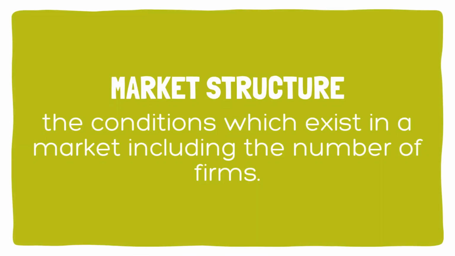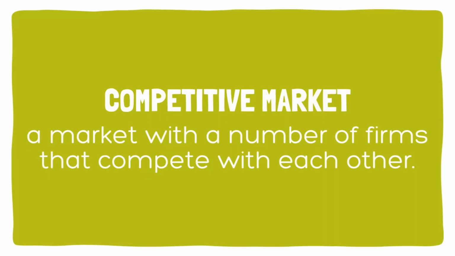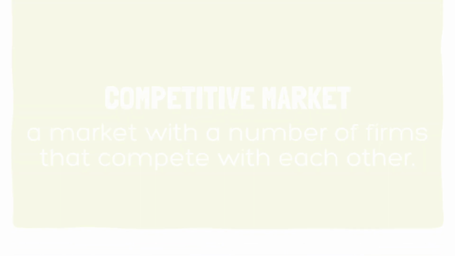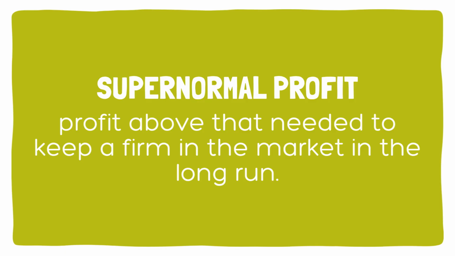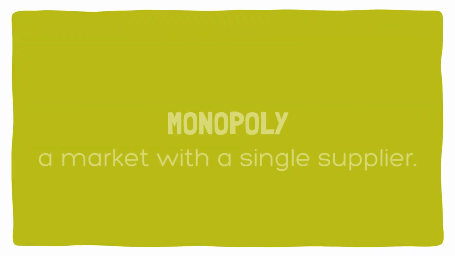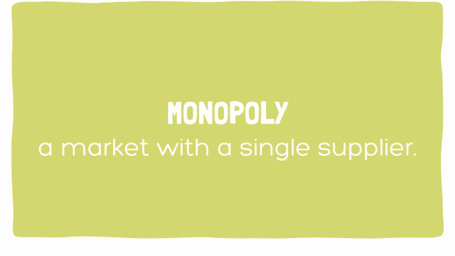Market structure refers to the conditions that exist in a market, including the number of firms. Competitive market is a market with a number of firms that compete with each other. Normal profit is the minimum level of profit required to keep a firm in the industry in the long run. Supernormal profit is profit above the level needed to keep a firm in the market in the long run. Monopoly is a market with a single supplier.